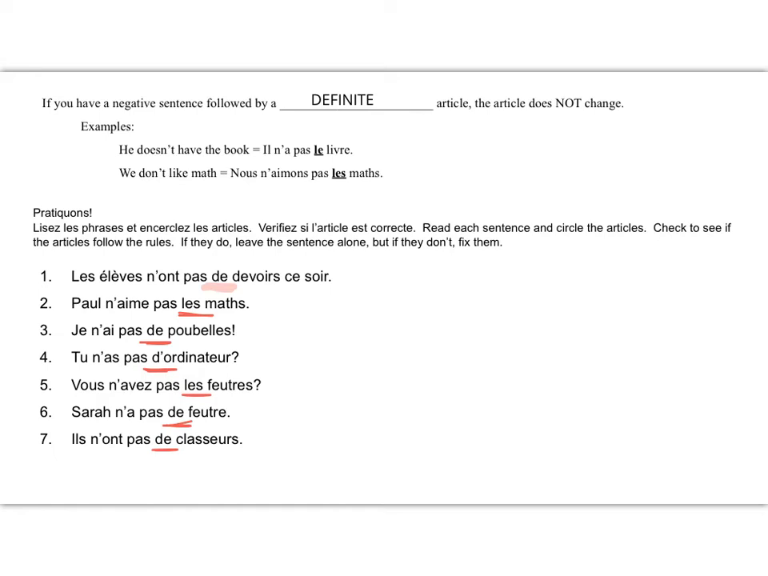So what do these mean in English? This one just means the students don't have any homework tonight. Paul doesn't like math, because remember, this is a like, so it's okay because we're not worrying about this rule if it's a like or a dislike. Je n'ai pas de poubelle. I don't have any trash cans. Tu n'as pas d'ordinateur. Because remember, here is only one, so it's not that you don't have computers, it's that you don't have a computer.